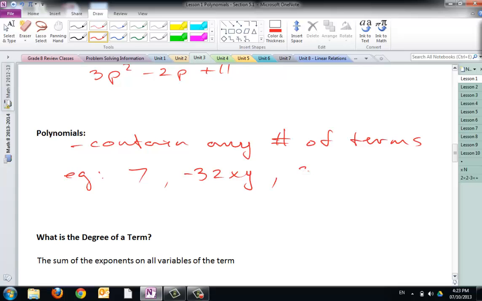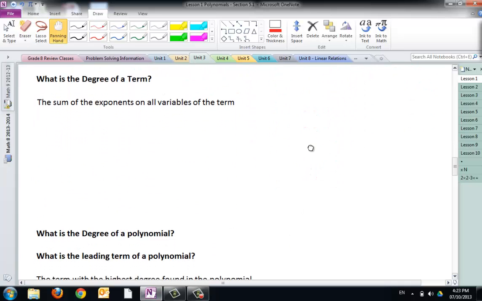Or it could be something like 3m cubed plus 11m squared minus 2m plus 17. That's a 4-term polynomial. All right, so another little bit of terminology.